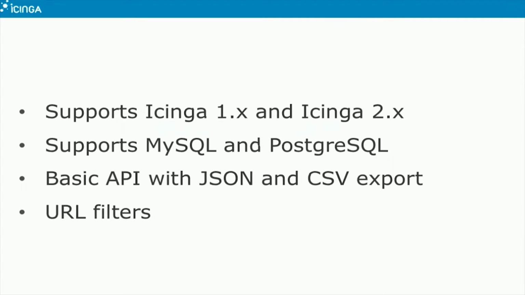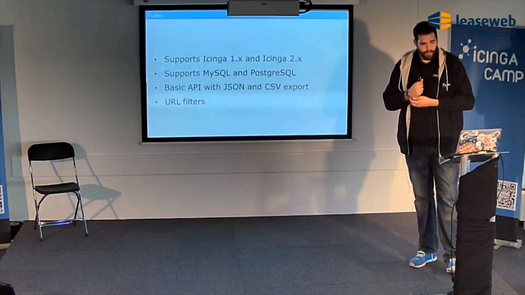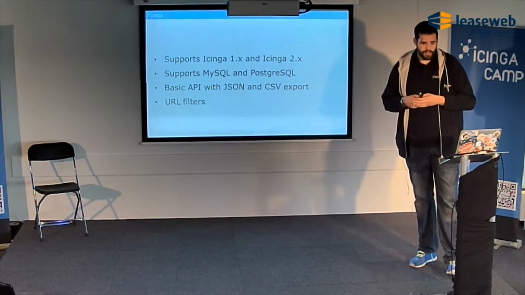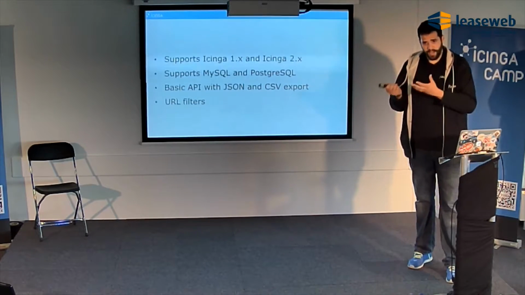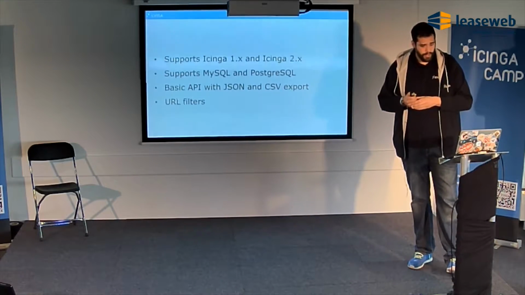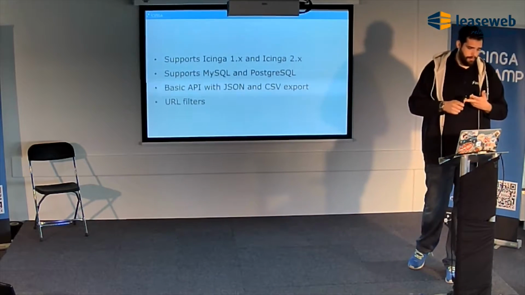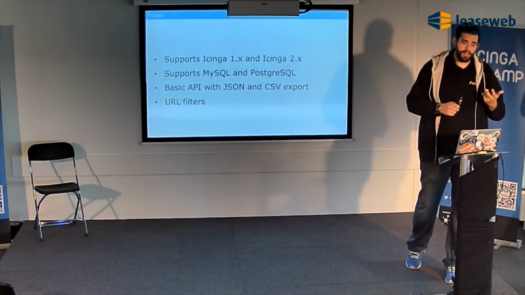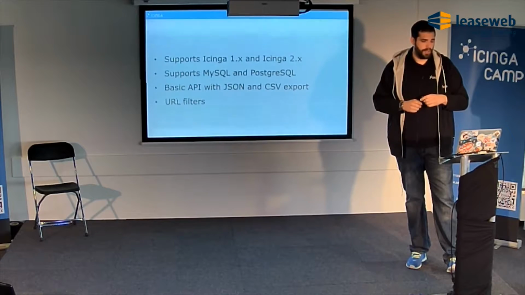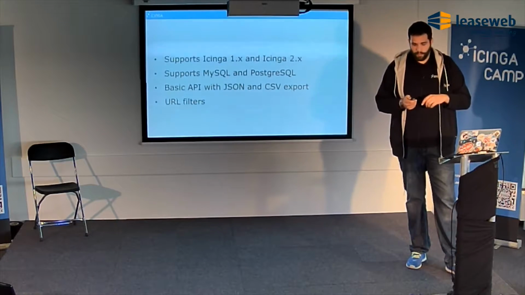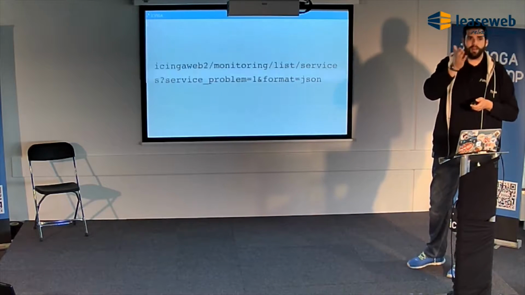We support Icinga 1 and Icinga 2 with MySQL and Postgres database. That is what we have right now. For sending in commands, we're still using the command API, so there are plans for using the Icinga 2 API more in the future, but this is what we have right now. We have a basic API where you can access all the data in Icinga Web 2. You can do a JSON or a CSV export, which I'll show you later, and we also have the ability to do everything in the URL.